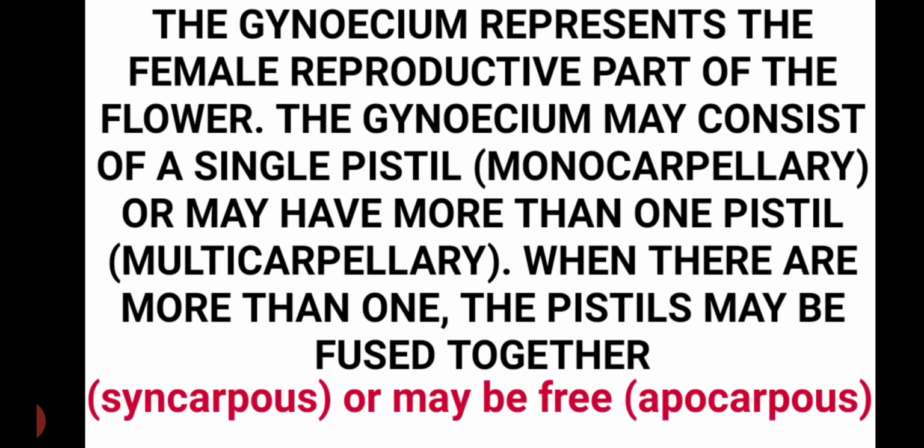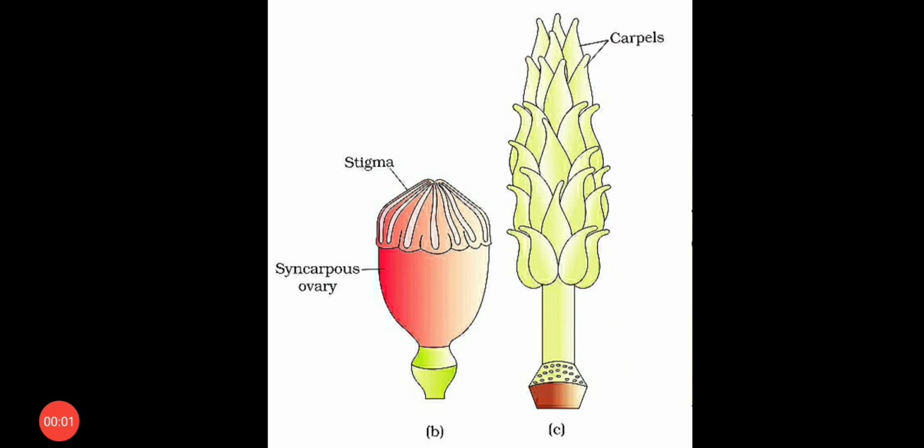So if a single pistil is there, we call it monocarpellary. If more than one pistil is there, we call it multicarpellary. When these multicarpellary pistils are fused, we call it syncarpous, and if they are free, we call it apocarpous. In this diagram, B represents the syncarpous condition, that means more than one pistil is there and they are fused. And in C, it is the apocarpous condition, in which more than one pistil is there which are not fused.